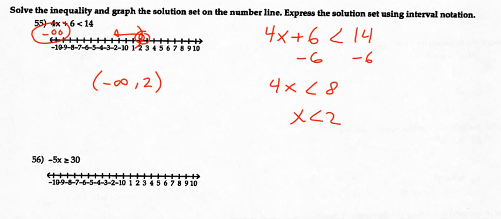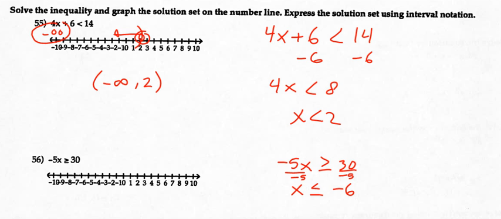Number 56, I've got negative 5x is greater than or equal to 30. I divide both sides by negative 5, and I get an x on this side, and I get a negative 6 on this side. But since I'm dividing by a negative number, I have to remember to flip the inequality symbol. So now it's less than or equal to.